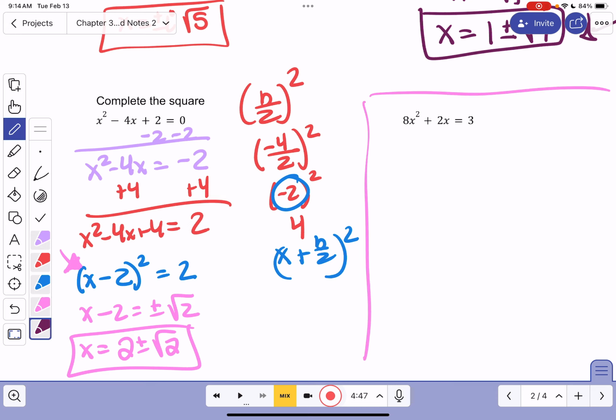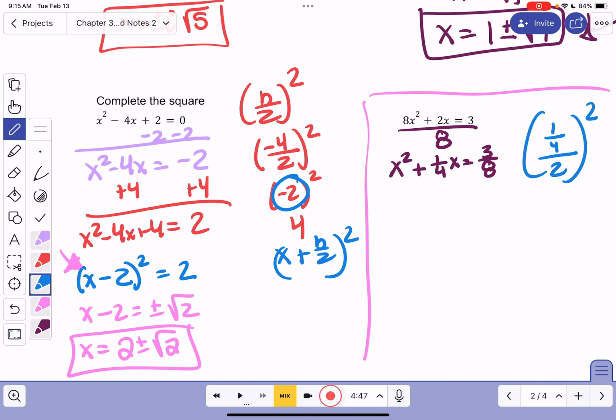So here we have to divide everything by a. So I'm going to divide everything by 8. I get x squared plus 1/4 x equals 3 over 8. The c is already over there, so we don't have to do that part. But we need to add b over 2 squared to both sides. So 1/4 divided by 2 is 1/8. And 1/8 squared is 1/64. So I'm going to add that to both sides.